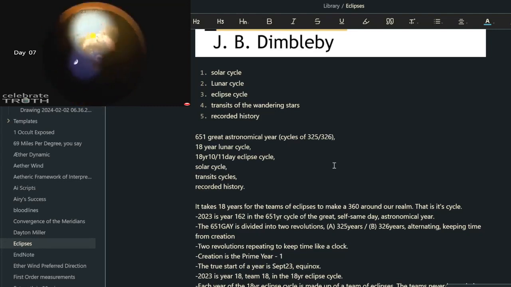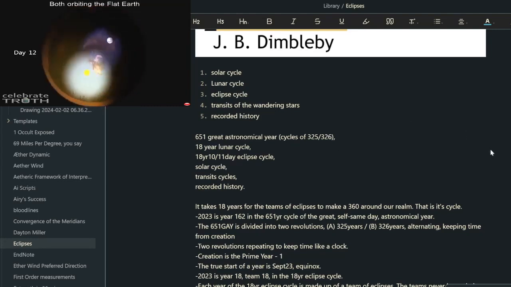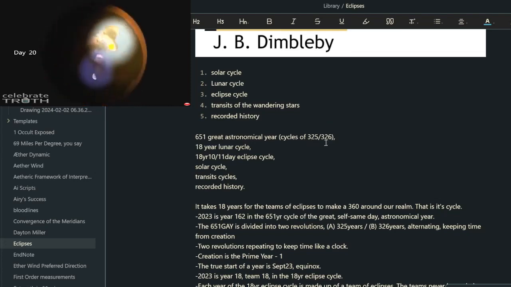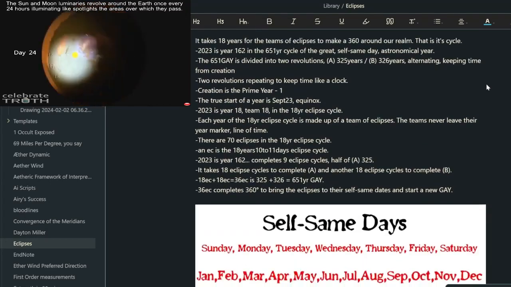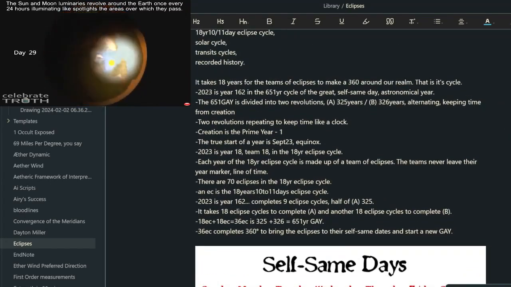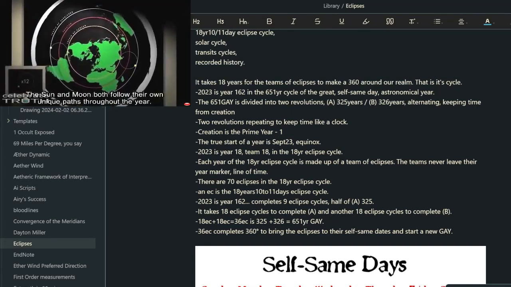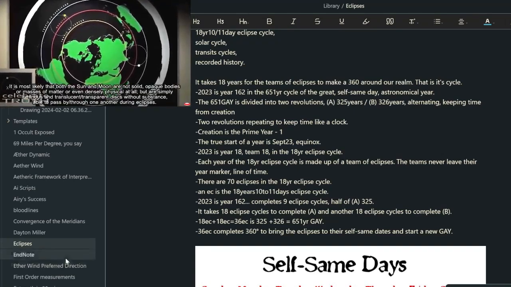And then it oscillates 10, then 11, 10, then 11, and then the regular solar cycle, which goes through the transit cycle, and then we have the recorded history. So these are the different ways we can account for and track time. And through this, we understand eclipses, right? So essentially, the 18 years and 10 or 11 days solar lunar cycle is the time it takes the team of eclipse to make a 360-degree circuit around the realm, right? That's its cycle. Once it repeats and repeats.